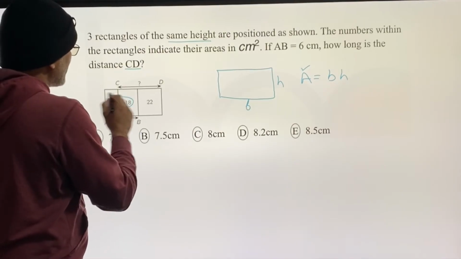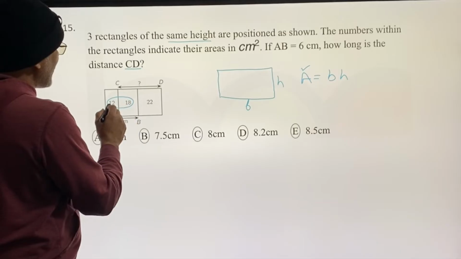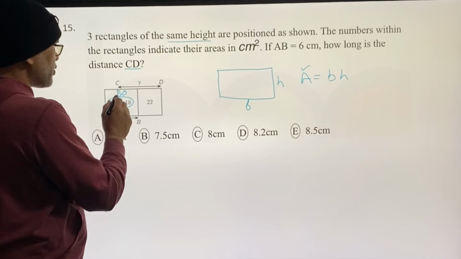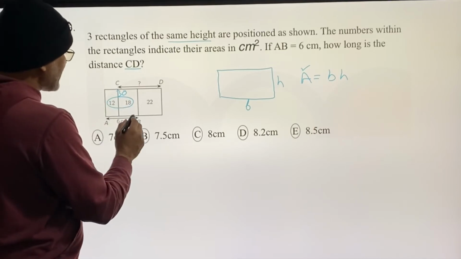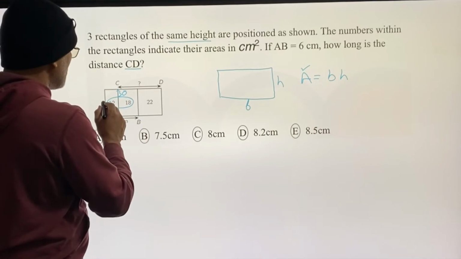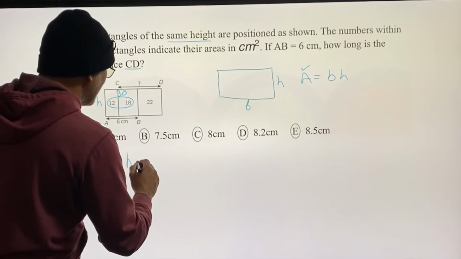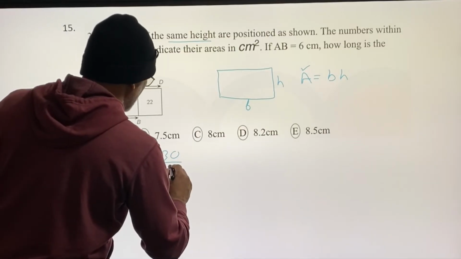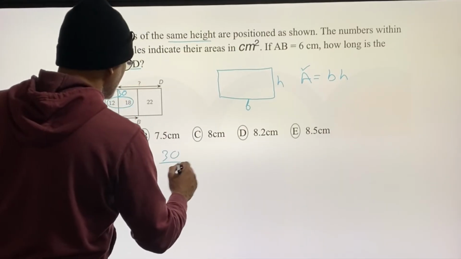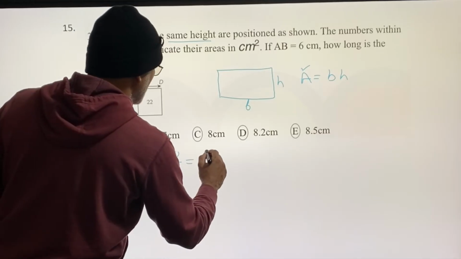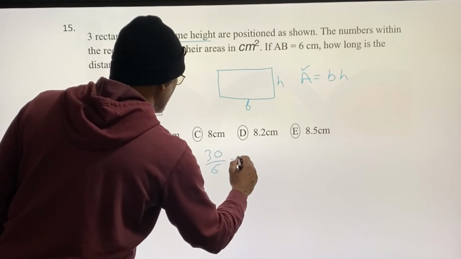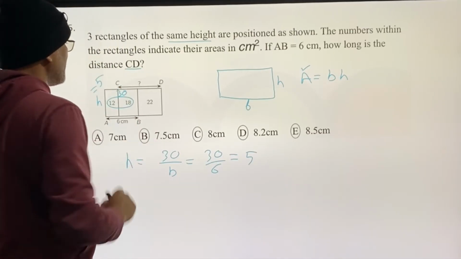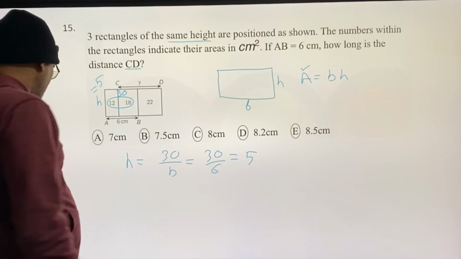these two rectangles together. The total area is 12 plus 18, which is 30. So I know the area and I know the base. Base is 6. So this height is then the area divided by the base, which is 30 over 6, equal to 5. So height is equal to 5. Okay. Next, let me change the color.